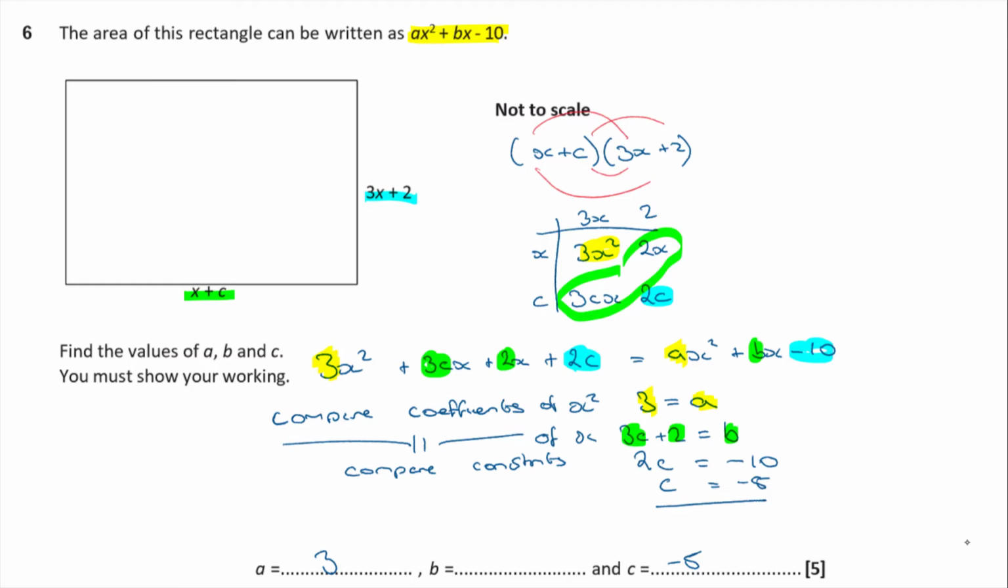And if c is minus 5, then b is going to be 3 lots of minus 5 plus 2. What's that then? Minus 15 plus 2. Isn't that minus 13? So then b is going to be minus 13. So a is 3, b is minus 13, c is minus 5.